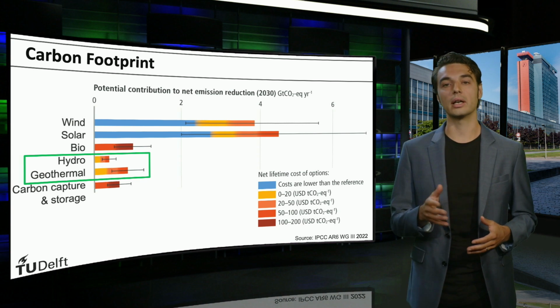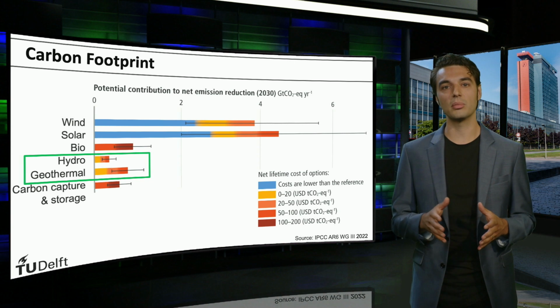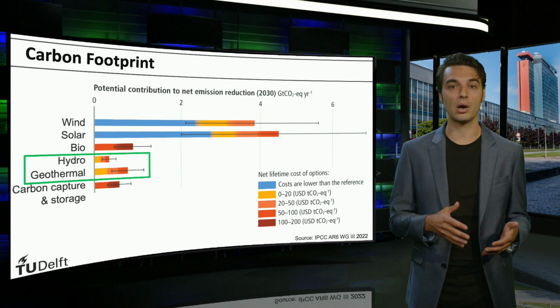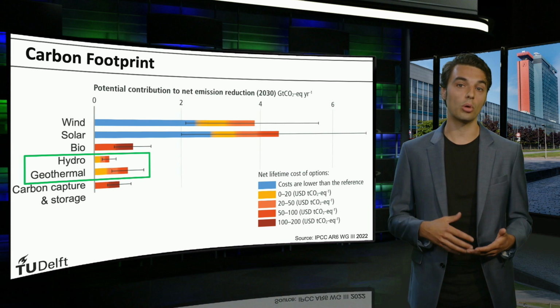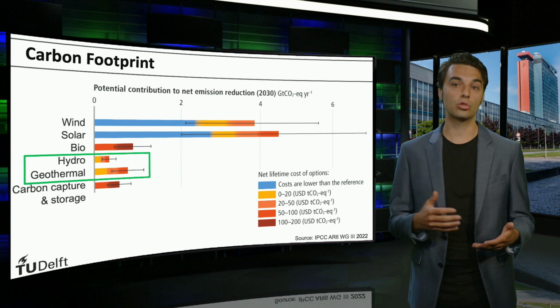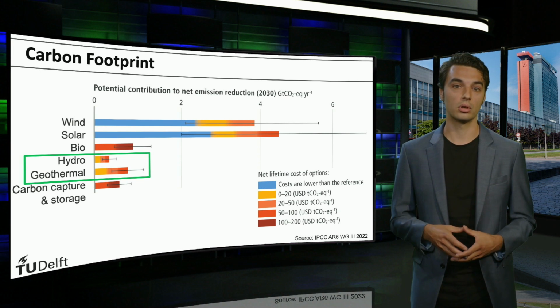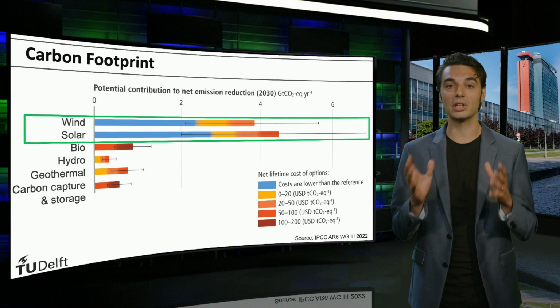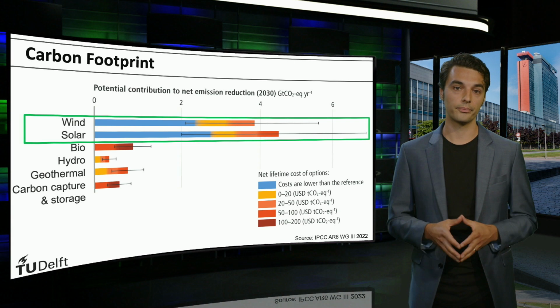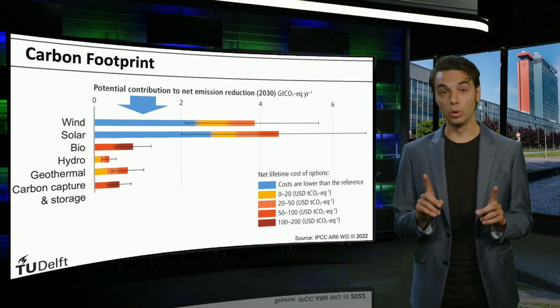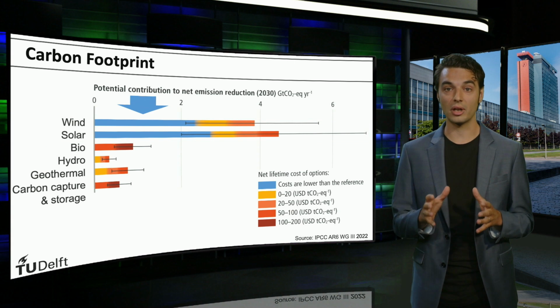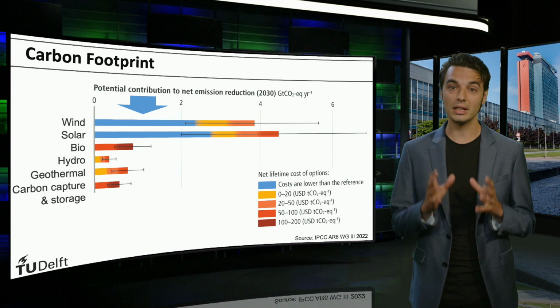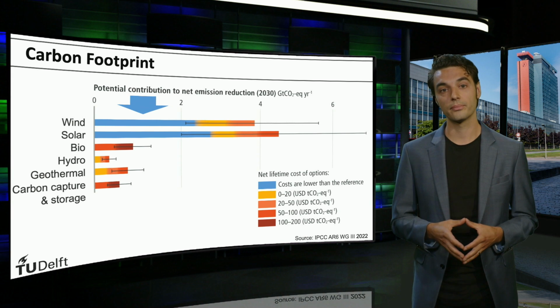The yellow color indicates that it is cheaper to realize emission reductions through geothermal and hydropower than it is using biomass or by applying carbon capture and storage systems to existing infrastructure. Most notable though are the large emissions reductions that can be achieved through wind and solar. Moreover, the blue color indicates that these emission reductions can be achieved at lower costs than the current reference infrastructure.